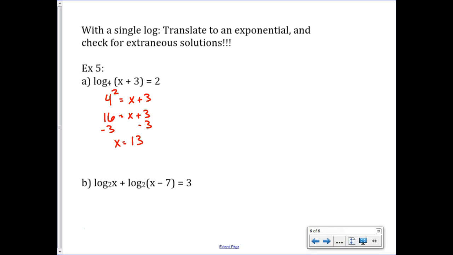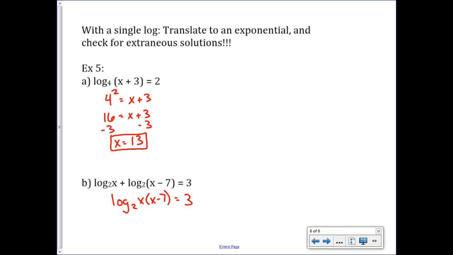So you want to double check. If I plug in 13 plus 3, that's 16. Log of 16 base 4 really does equal 2. That one's okay. So now, this one, I'm going to combine these logs together so that I can switch it over because I only want one log base 2. Since I'm adding, I'm multiplying here. So x times x minus 7 is equal to 3.